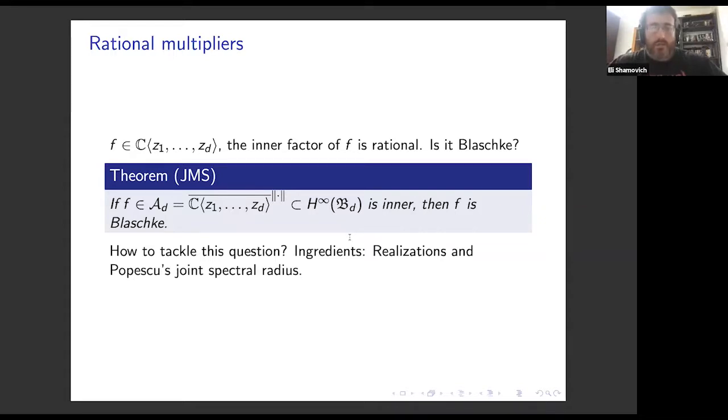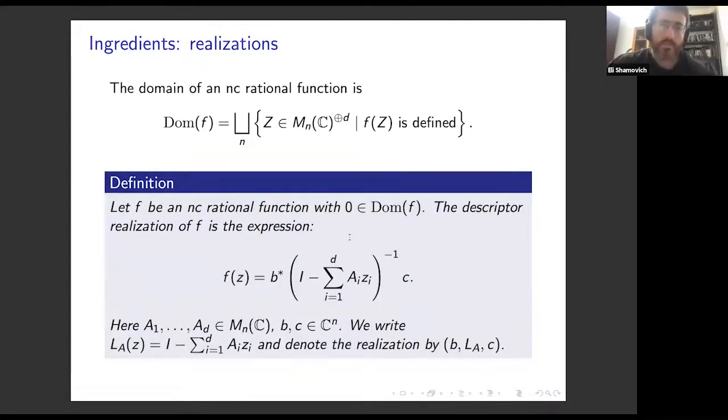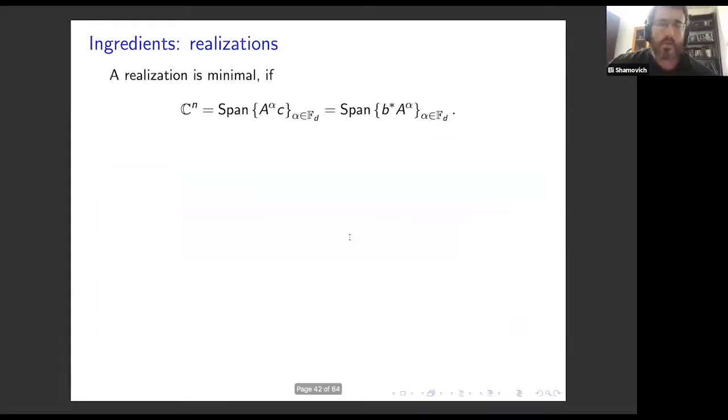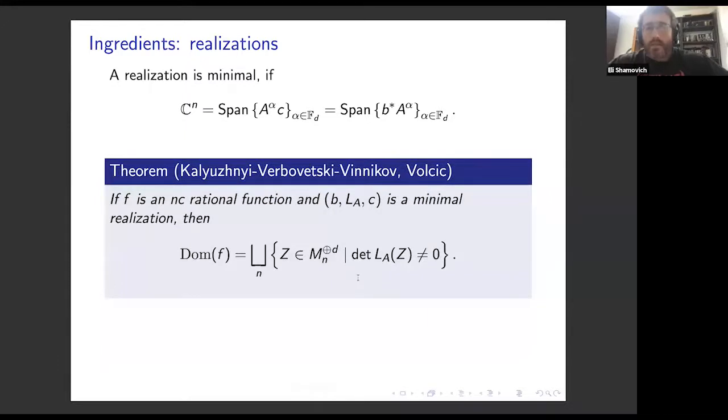Well, two ingredients: realizations and Popescu's joint spectral radius. Now, I don't want to go into the details because I'm a bit short on time. So let me just say what a realization is. For a non-commutative rational function, one can write this kind of expression with B and C vectors and A's matrices, and this is called the descriptor realization of F. And these types of realizations capture the domain of the function, so basically wherever the function is defined.